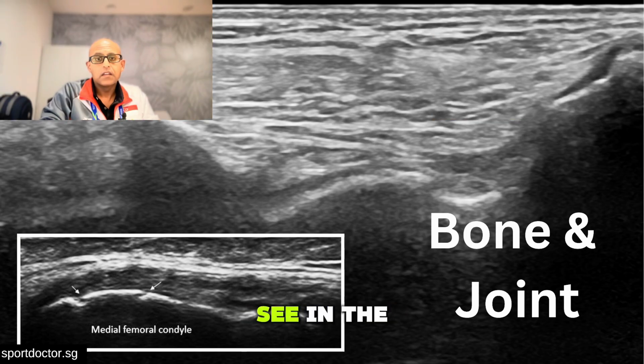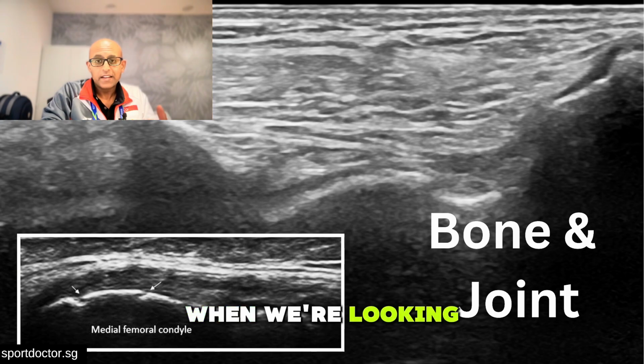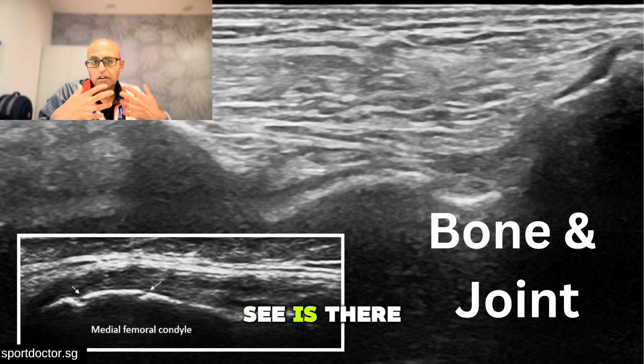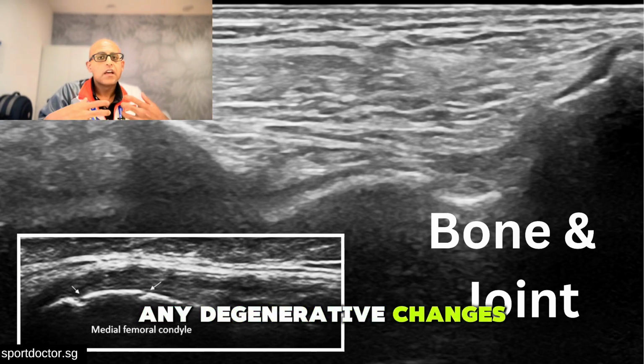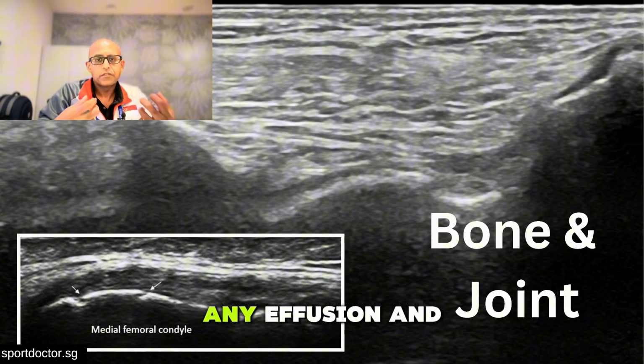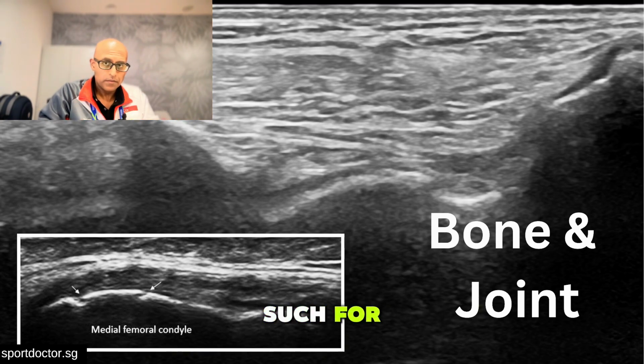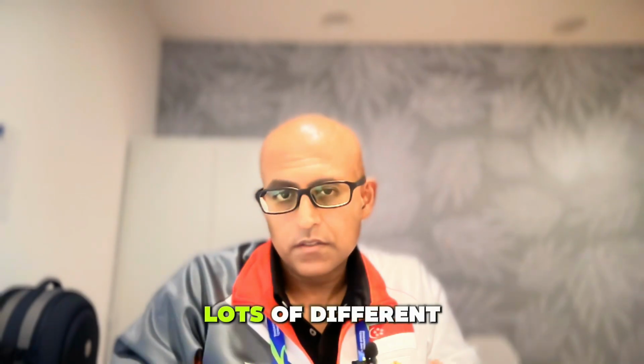We can also see in the bigger image the ankle joint. Here we have the tibia, we have the talus, and then further down is the navicular. When we're looking at the joint, we want to see, is there any degenerative changes, any synovial thickening, any effusion, and so forth. So overall, there's lots and lots of different things that we can be looking at in terms of the musculoskeletal system.